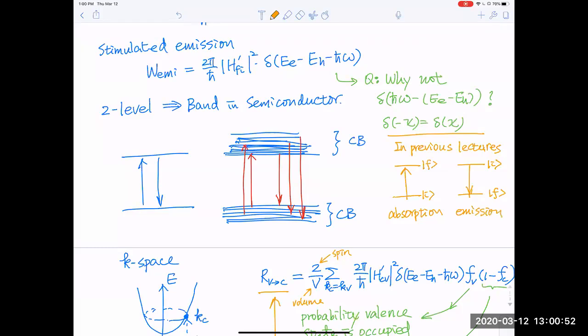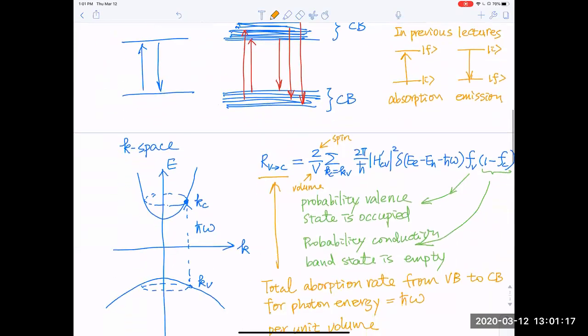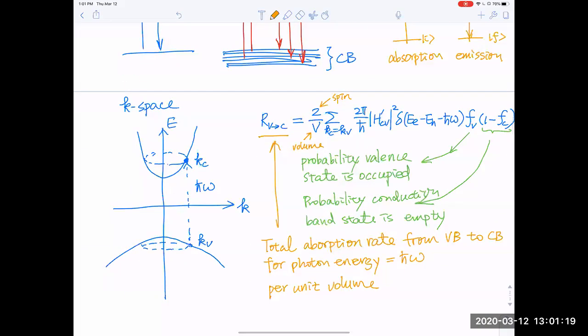Here we are going to talk about both absorption and emission together. We're going to mix the equations together. So we have fixed the energy state label. We don't swap the energy state label here. And another question, why do we need to assume Kc equal to Kv?